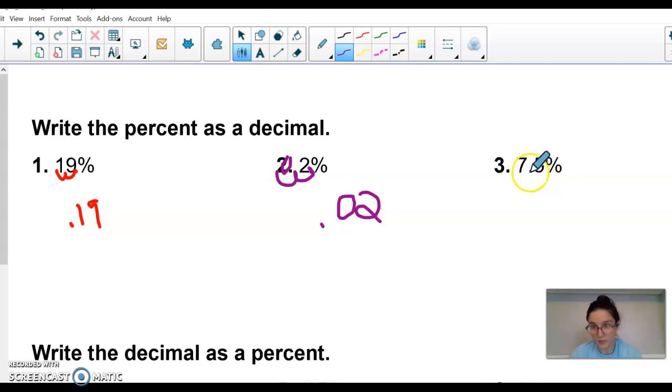So here's 7.5%. It gives you a decimal, so all you do is take that spot of the decimal and move it 2 places to the left. So 1, 2, fill that gap with a 0, so it's 0.075.